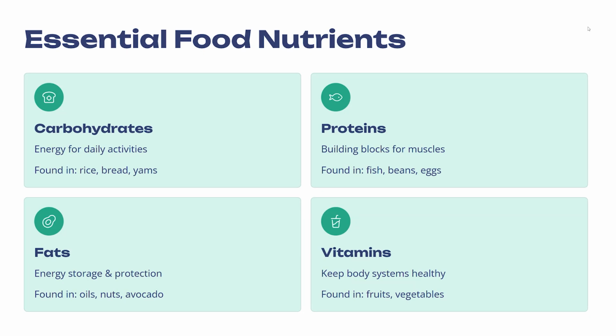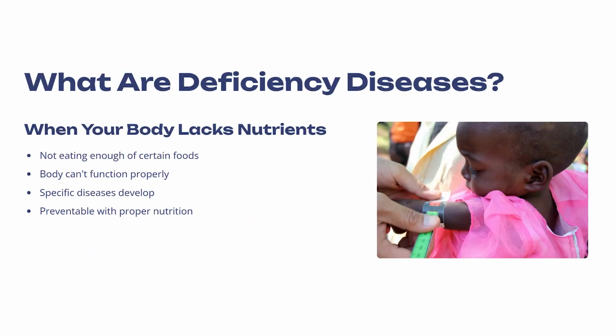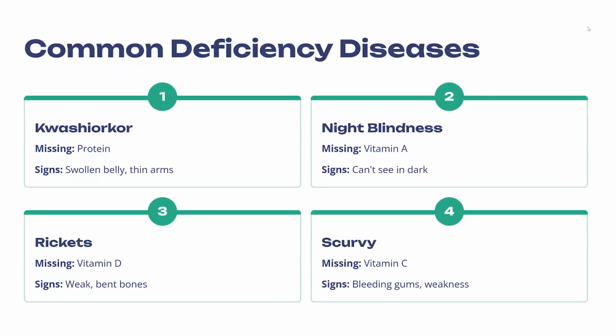Now, what happens when the body does not get enough of these nutrients? That's where deficiency diseases come in. A deficiency disease is a sickness that develops because the body is missing a particular nutrient. In other words, when you don't eat enough of the right foods, your body cannot work properly. The good news is that these diseases can be prevented if we eat a balanced diet.